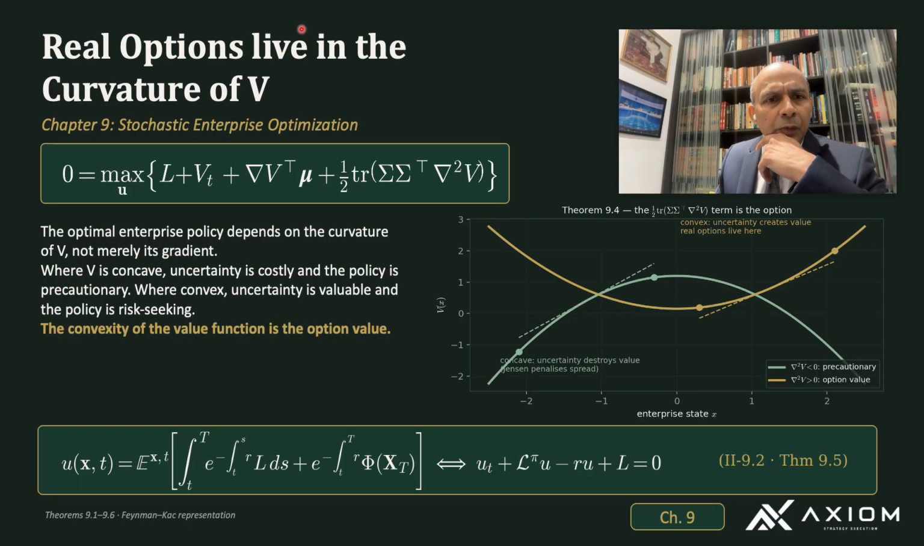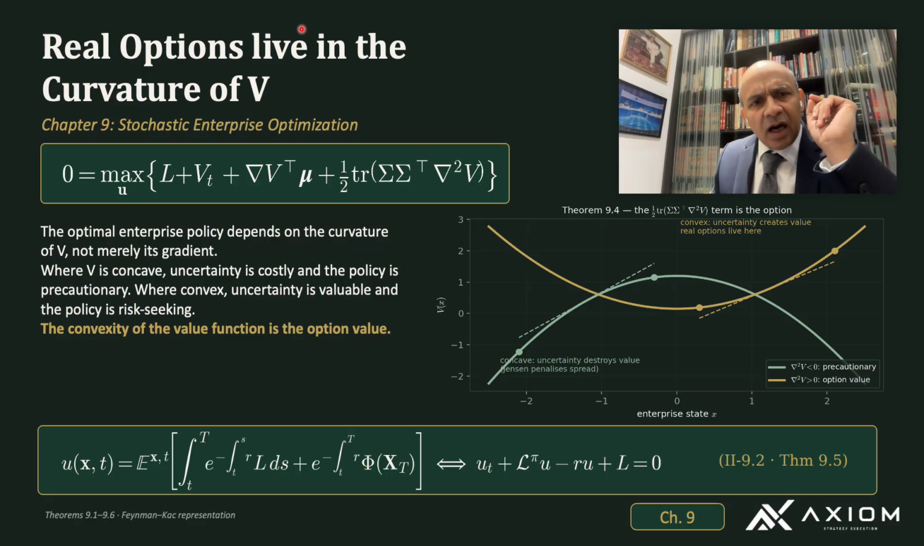All right, now we move to chapter 9, which is stochastic enterprise optimization. Theorem 9.1, existence of stochastic enterprise solutions. Under standard measurability, Lipschitz, growth, and adapted policy conditions, the stochastic enterprise dynamics admit a unique strong solution with finite second moments over every finite horizon. Theorem 9.2 is the Ito evolution.